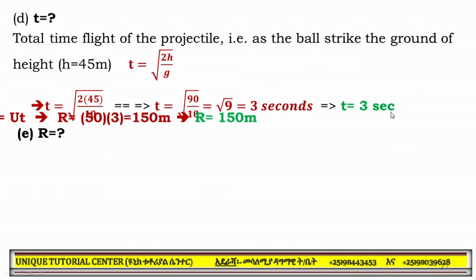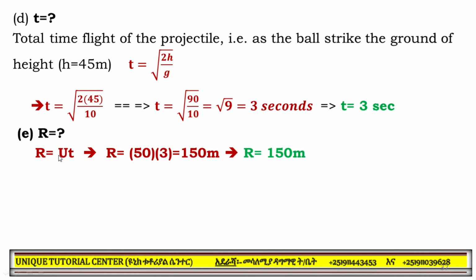How about the range? How do we find the range? Range R is ut, or the initial horizontal velocity uxt. ux is just u, and t is 3 seconds. The initial velocity is 50, and 50 times 3 is 150 meters.